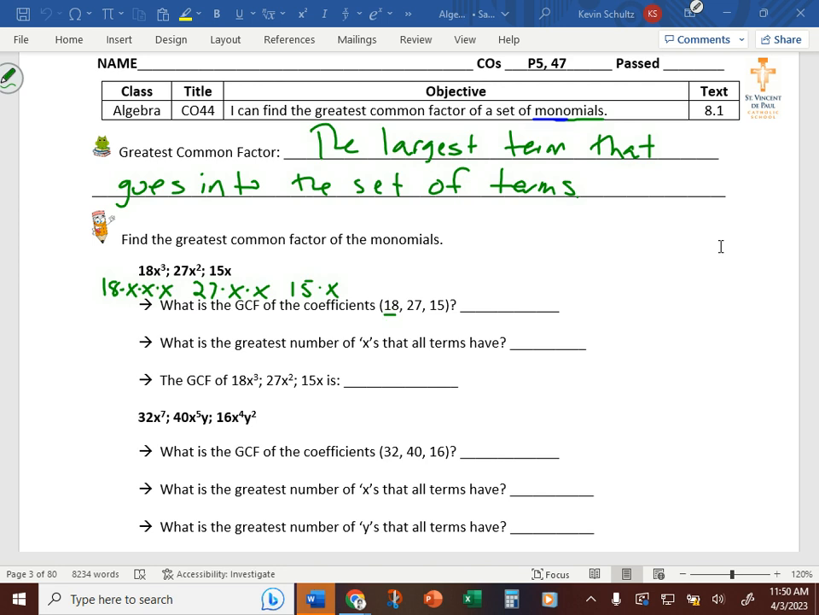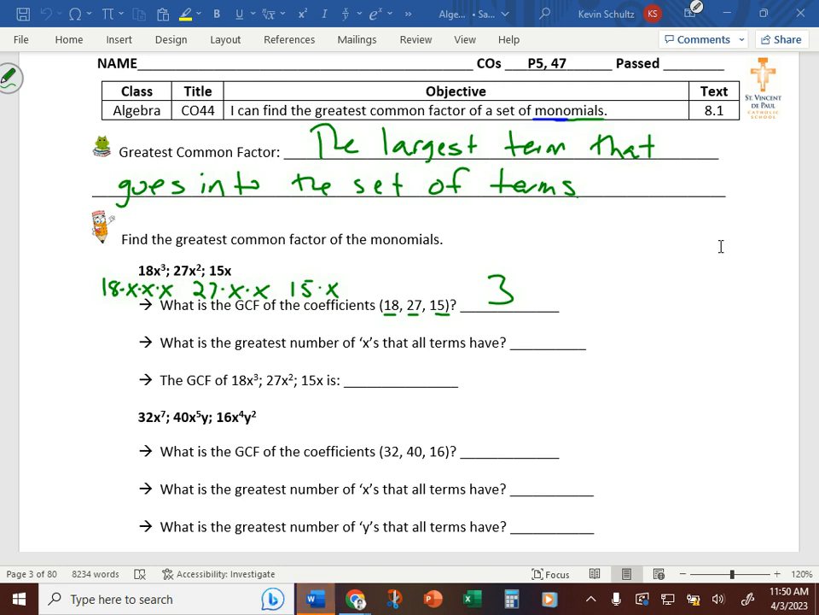And we start with just the numbers. Start with the coefficients 18, 27, and 15. What is the largest number, the greatest common factor that they all have? 3. And how you know that is you might think of the factors of 18. 6 goes into 18, doesn't go into 27 or 15. 9 goes into 18, 9 goes into 27, but not 15. 3 is the largest number that goes into 18, 27, and 15.